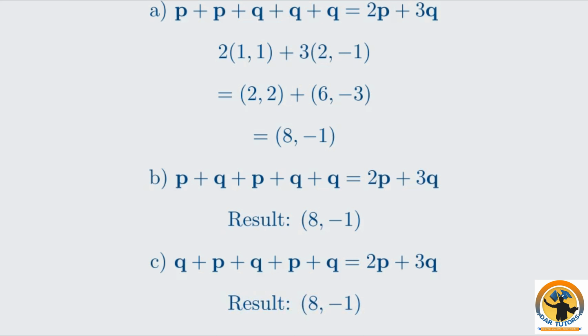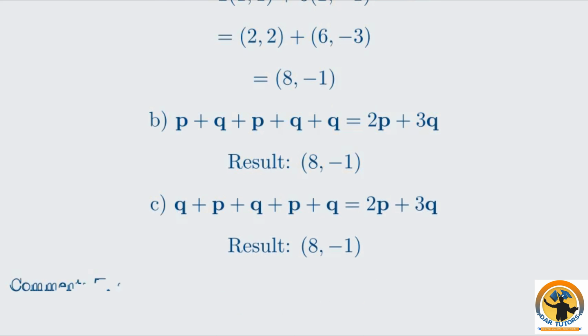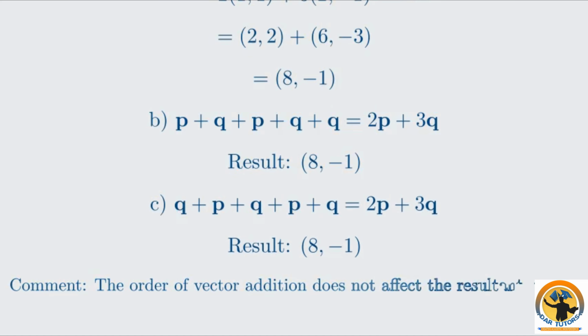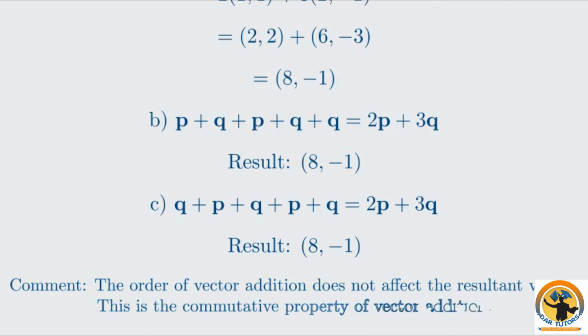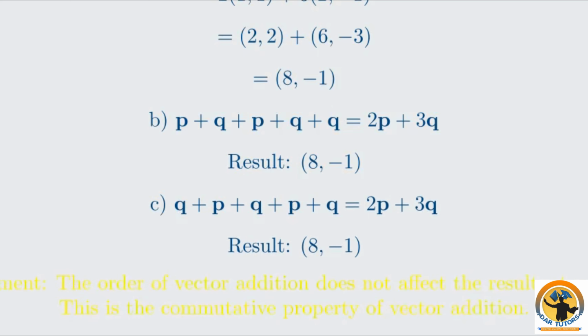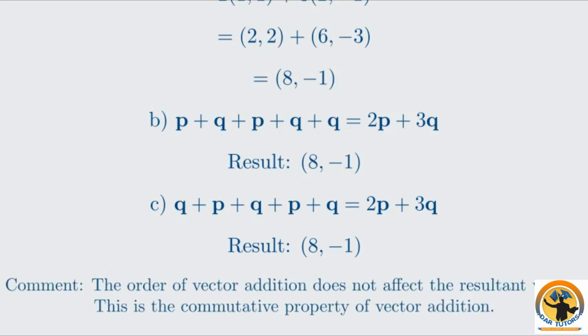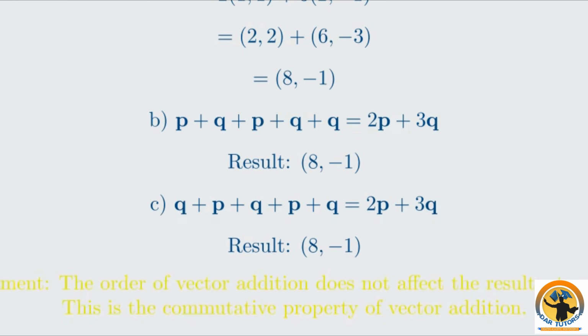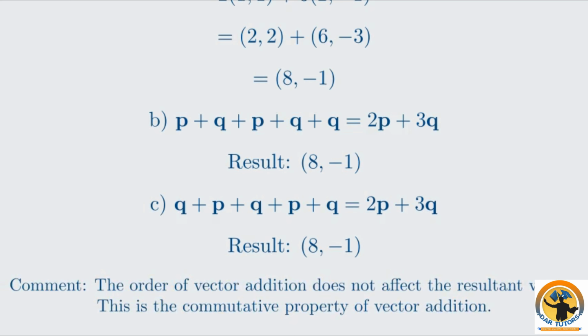The question asks us to comment on these results. The key takeaway is that the order in which you add vectors does not change the final resultant vector. This is known as the commutative property of vector addition. It's a fundamental property that simplifies many vector problems.